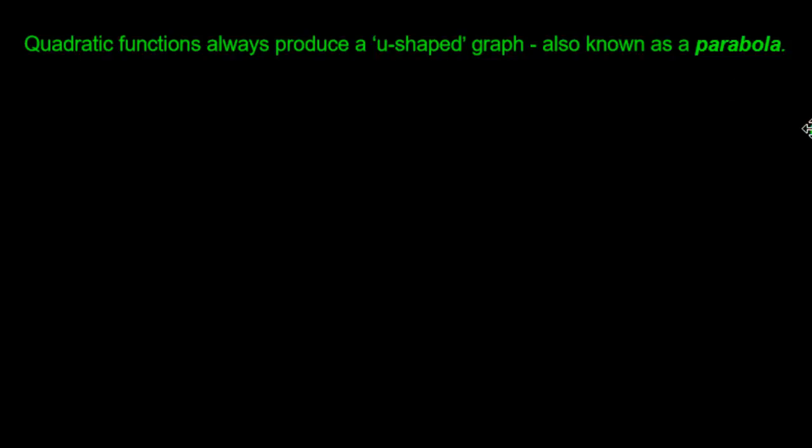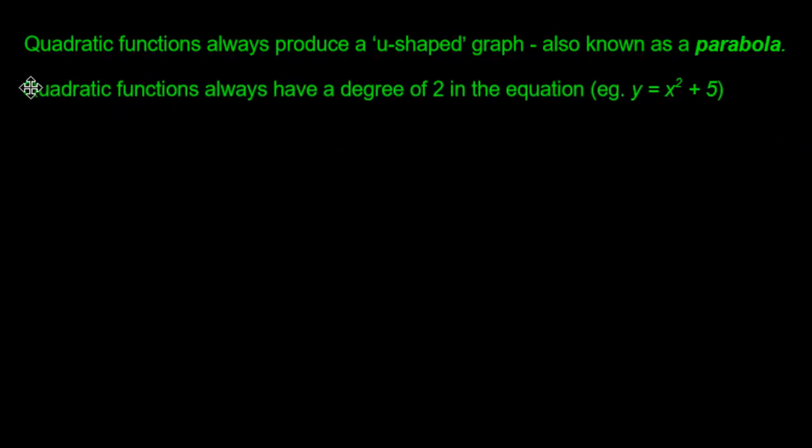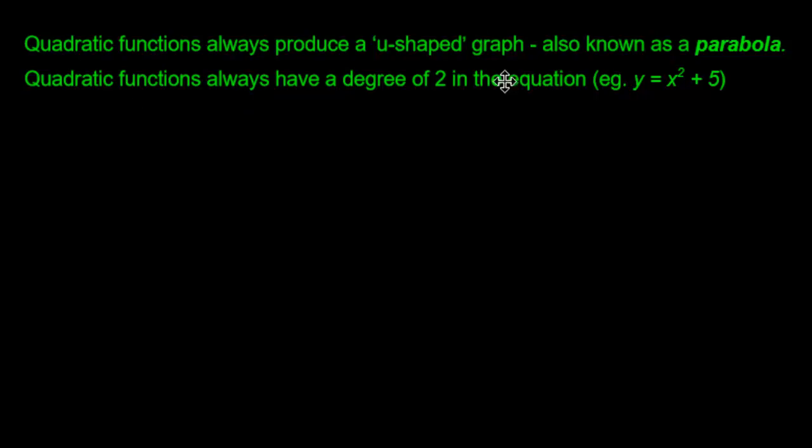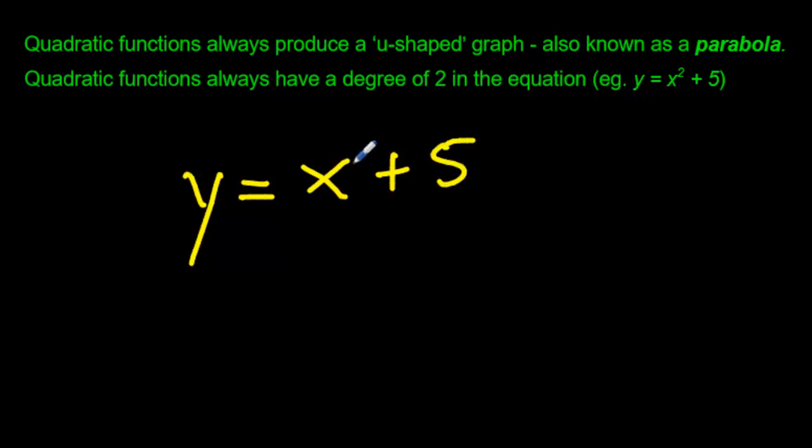Okay? The other thing I'm assuming that you remember is that quadratic functions always have a degree of 2. For example, as you can see there, it says y equals x squared plus 5. A quadratic function will always have a little 2 as the exponent somewhere in that expression. And if there was a 3 or a 4, then it would not be a quadratic function anymore. It would also not be a quadratic function if it was just y equals x plus 5. Okay? That is actually a straight line. It is not a parabola.